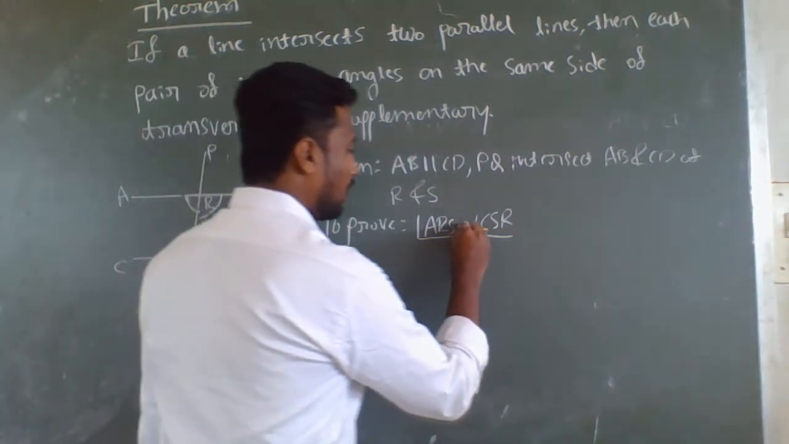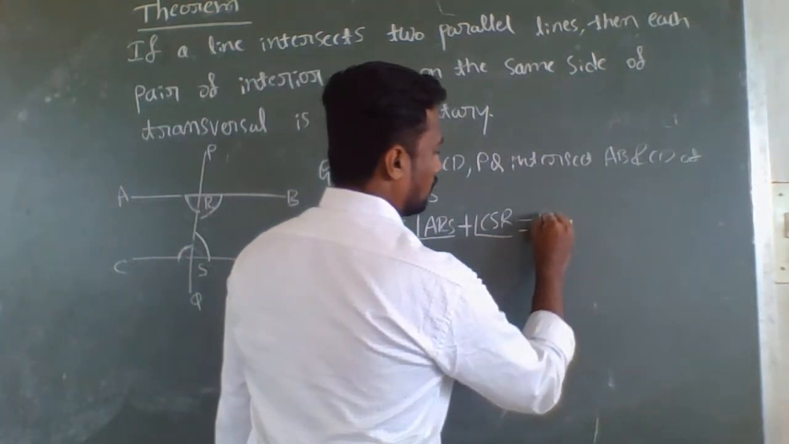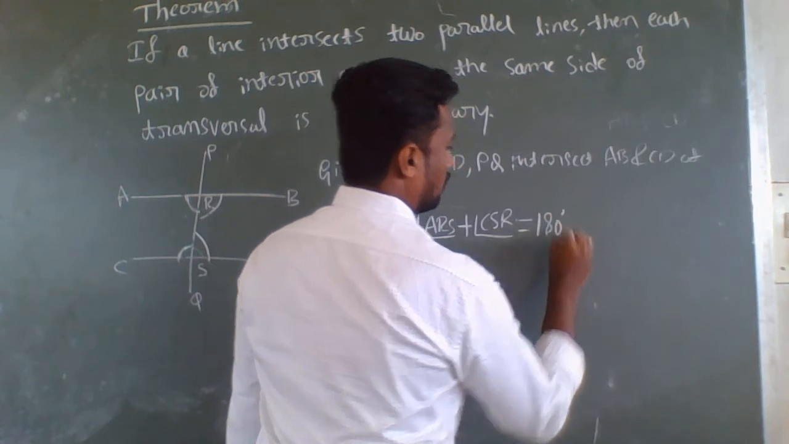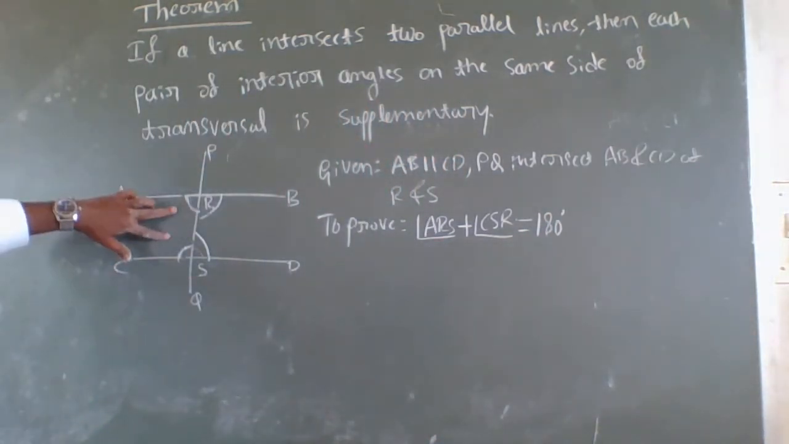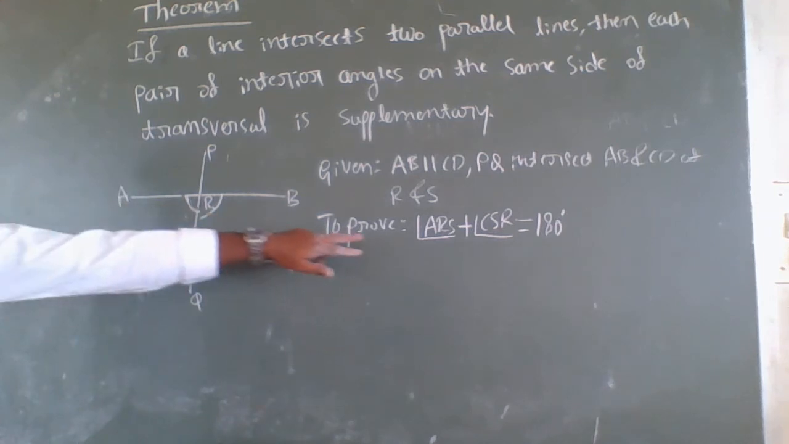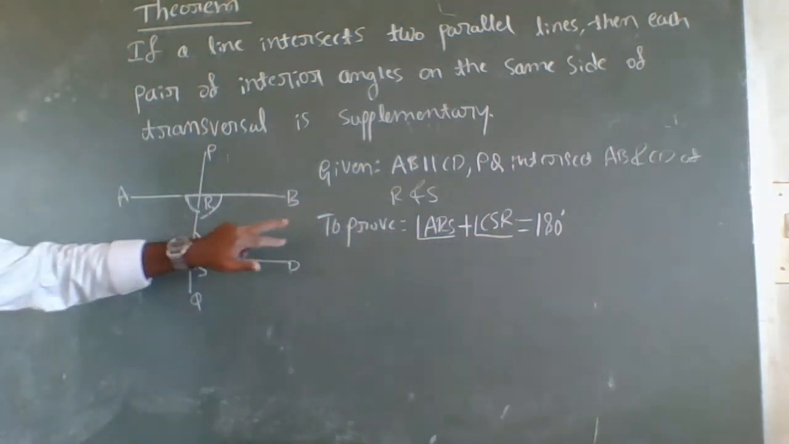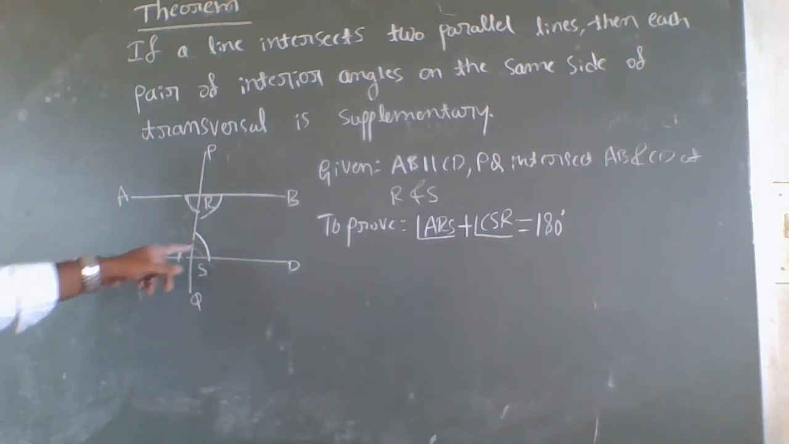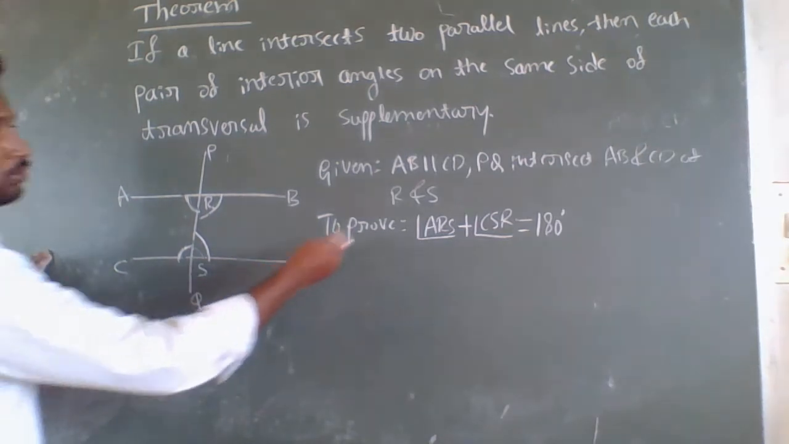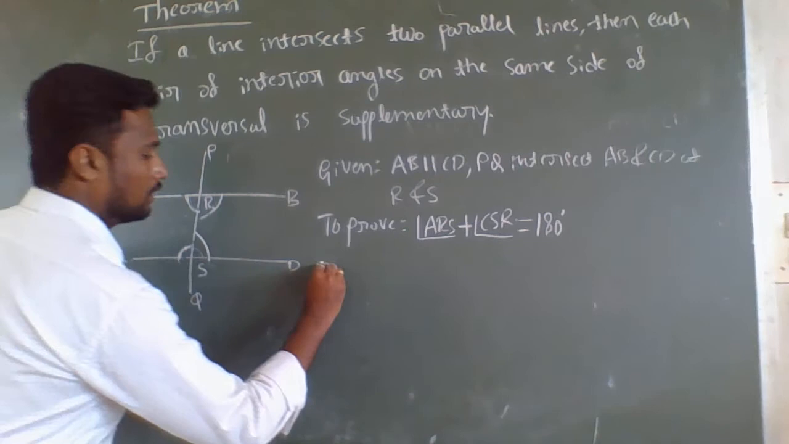Supplementary means if you add these two angles, you will get 180 degrees only. So here, if these two angles are supplementary, it should be equal to 180 degrees. Therefore, we have to prove that angle ARS plus angle CSR is equal to 180 degrees. Okay. First, to prove this, what will I write here?